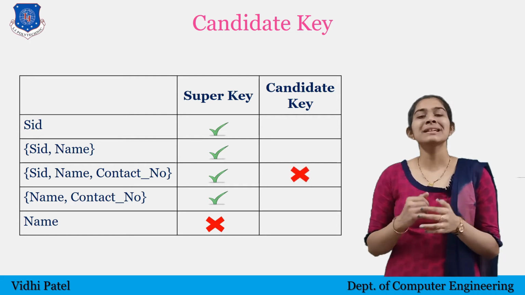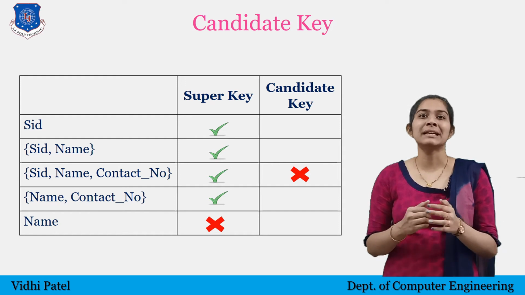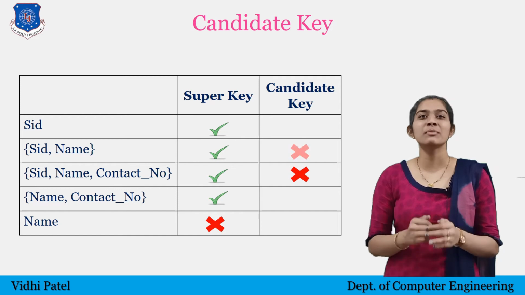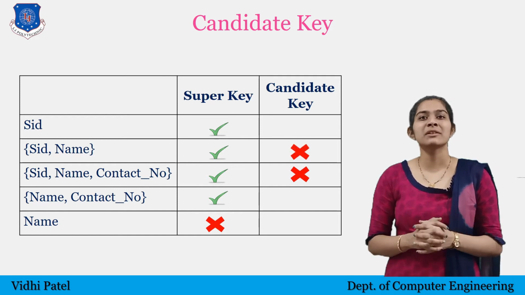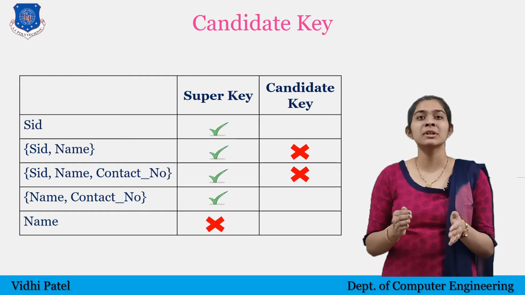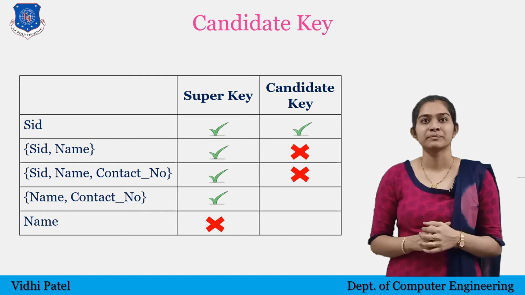Now, student ID is a subset of student ID and name, and also student ID is a super key. So, student ID and name cannot be a candidate key. There is no subset available for student ID, and student ID is a super key. So, student ID can be a candidate key.